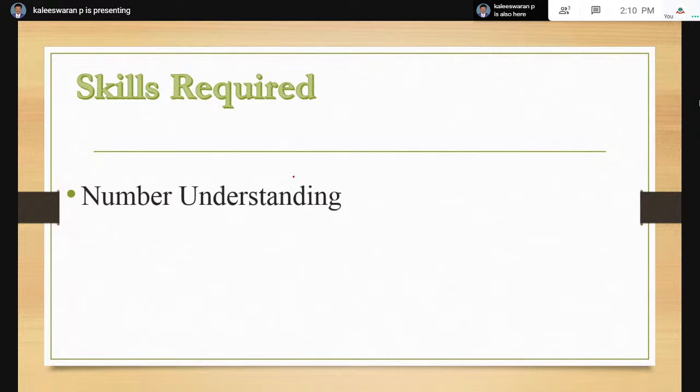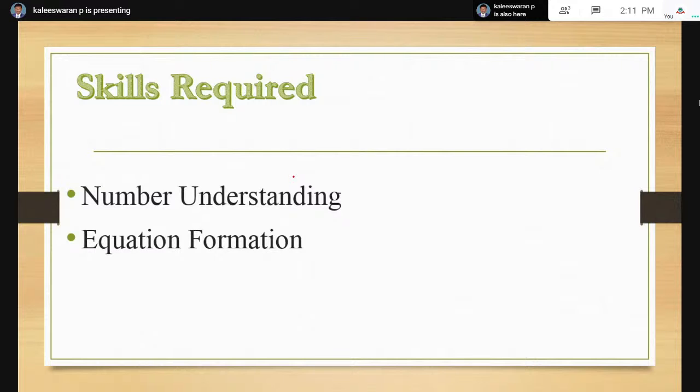Suppose I'm telling the number 16. What is the identity of 16? If you see the number 16, what comes to your mind? 16 is 4 squared. That is the identity of the number. For 17, I know very well 17 is a prime number. Like that.